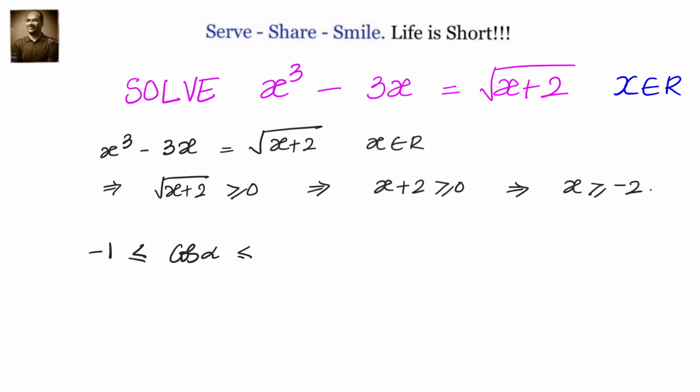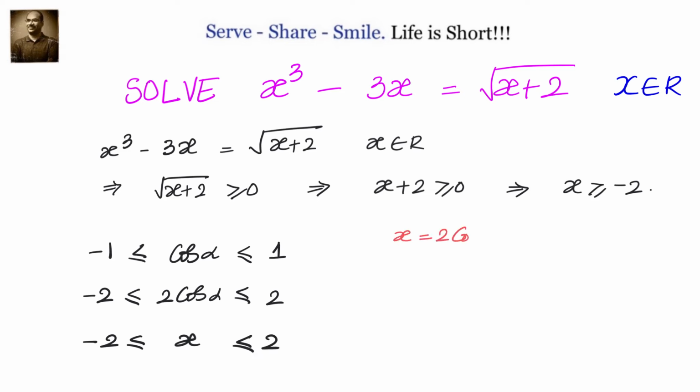Now to solve this problem, we will use trigonometry and take x in terms of cos alpha. We know that the limits of cos alpha are minus 1 to 1. So we just multiply with 2, and we have minus 2 less than or equal to 2 cos alpha less than or equal to 2. We are searching for solutions with x between minus 2 and 2, by taking x equals 2 cos alpha. Now let's go to the LHS and substitute x equals 2 cos alpha.